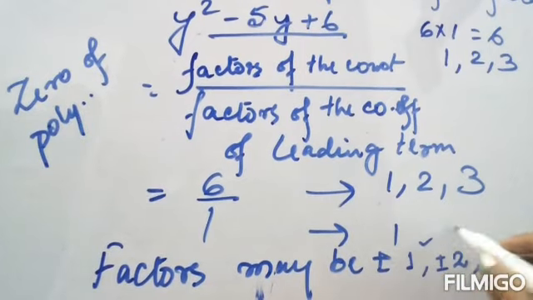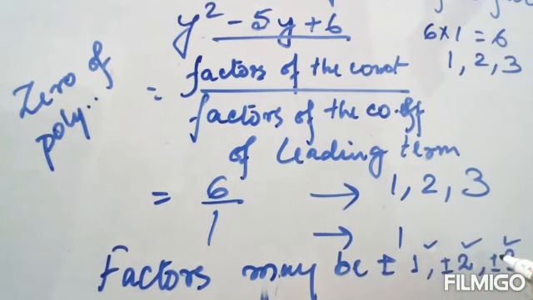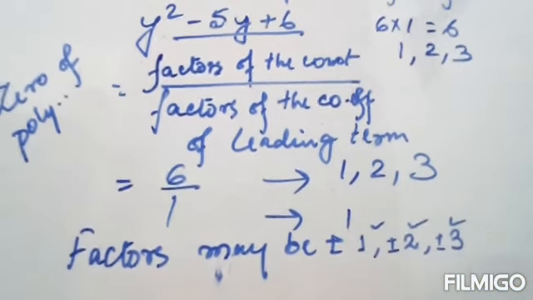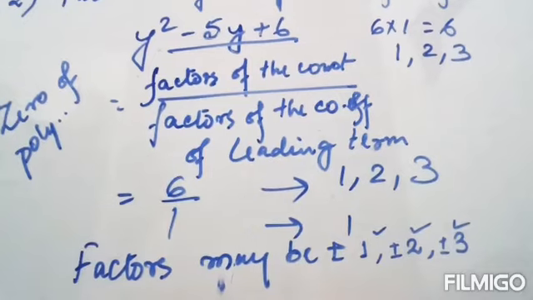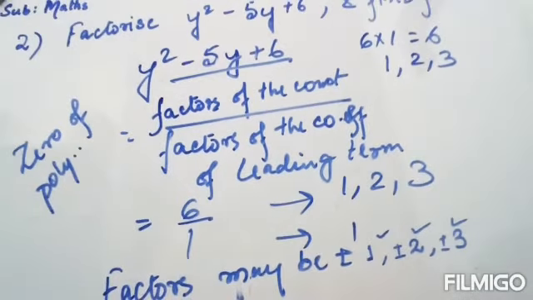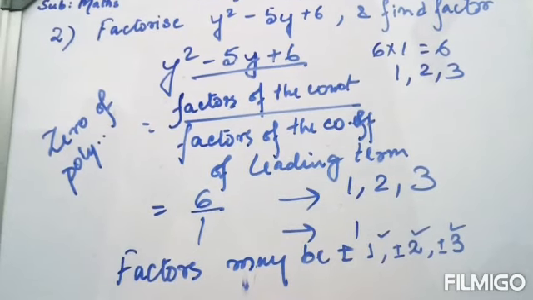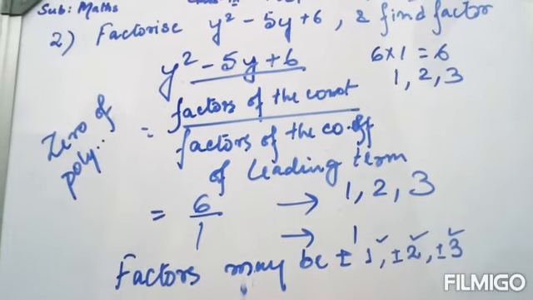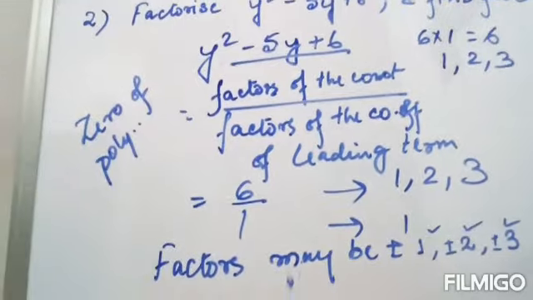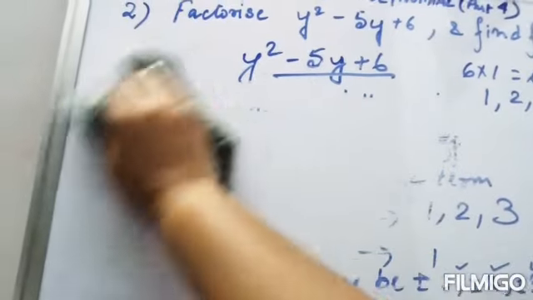So among these, we have minus 1, plus 1, minus 2, plus 2, and minus 3, plus 3. That means 6 numbers are there, and we'll go on substituting these values into this equation to check where the remainder comes as 0. We'll check whether the value of the polynomial comes as 0 or not, and for whichever value it comes as 0, that is the factor. Now let's start with 1.